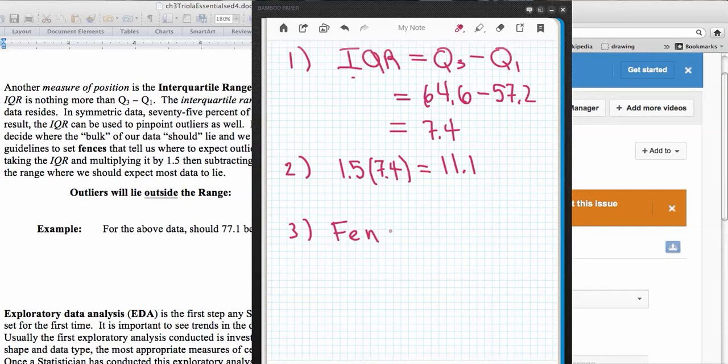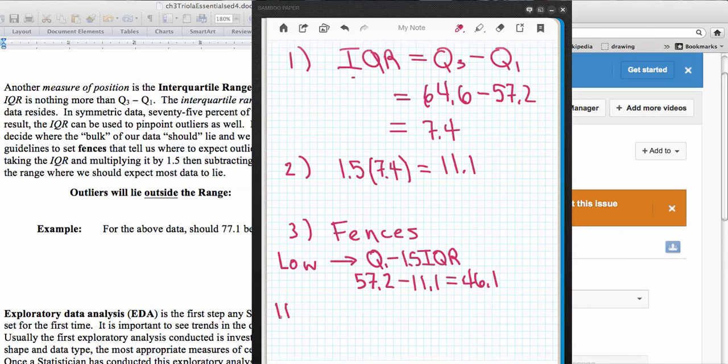Now once I have this, the next thing that I need to do is find my fences. Now my fences, these are just the high and the low values. So my low value in my fence comes from my first quartile minus the 1.5 times my IQR. So my first quartile, that's my low number, 57.2, minus 11.1. So 57.2 minus 11.1 gives me 46.1. Now that's my lower fence.